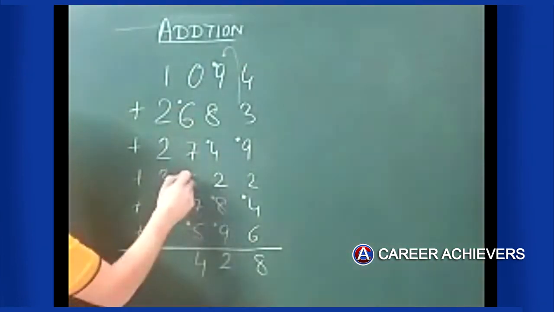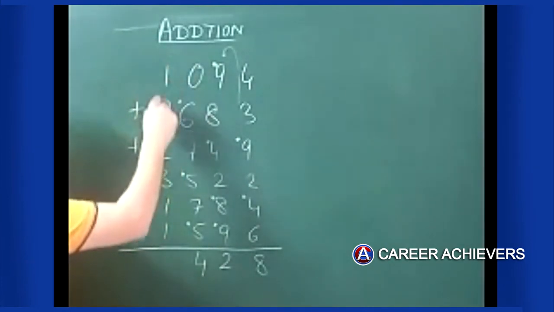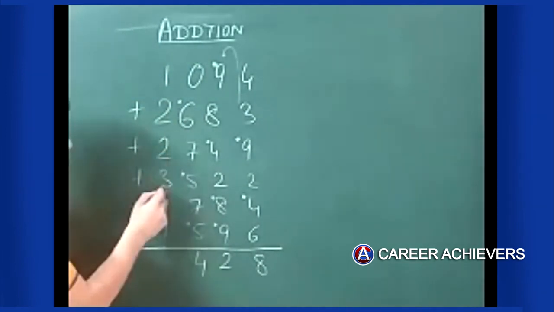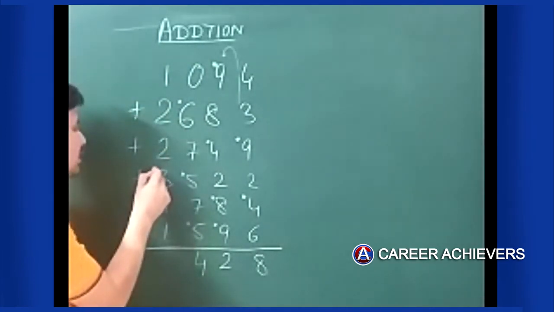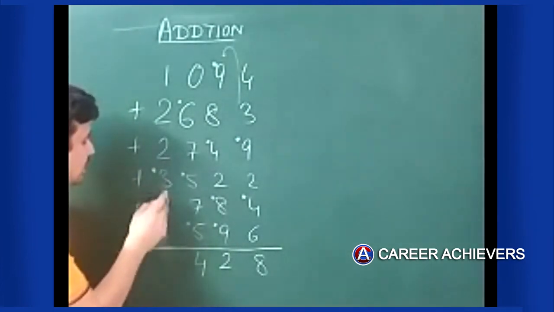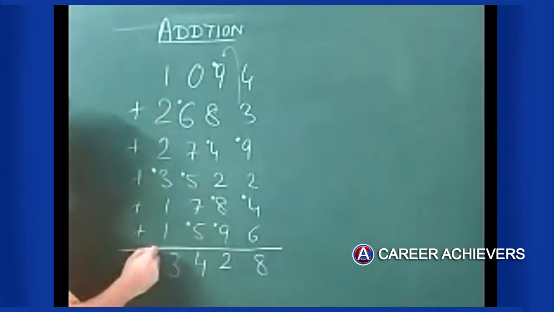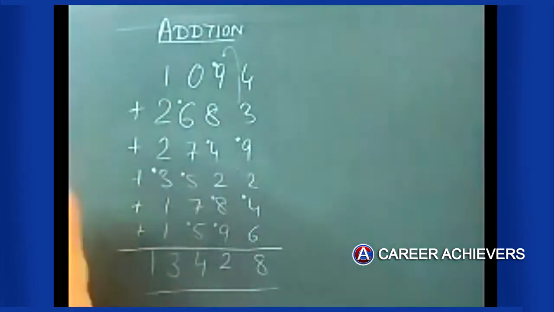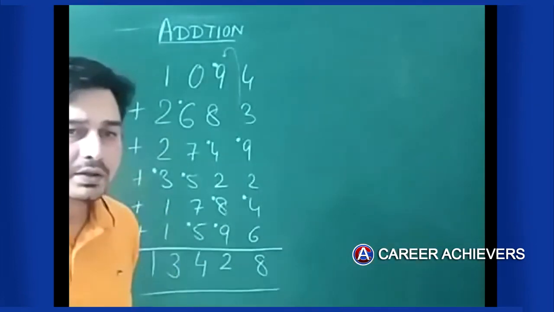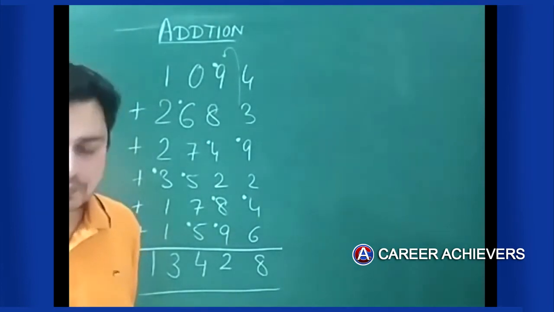This becomes 1, 2, 3. 3 dots. So I will start with 3. 3 plus 1, 4. 4 plus 2, 6. 6 plus 2, 8. 8 plus 3, 11. So 1 and a dot. 1 plus 1, 2. 2 plus 1, 3. And in the last step, we just count the number of dots and write it. So here the sum becomes 13428. Is this clear? Yes. Good.